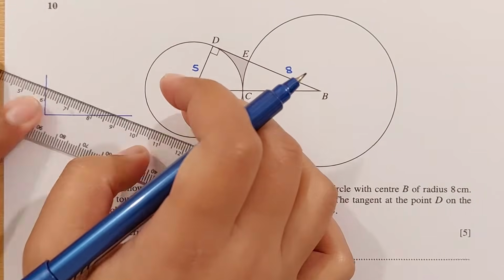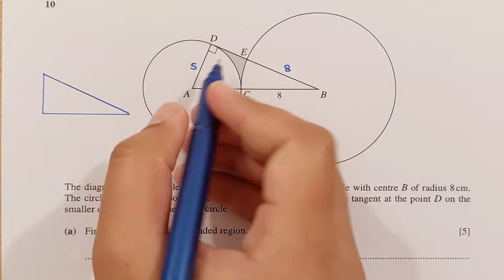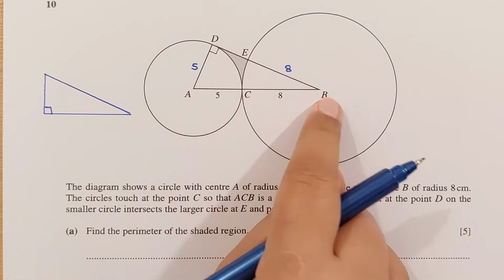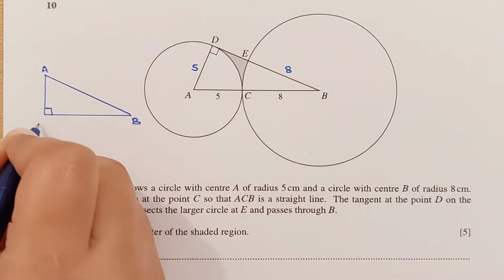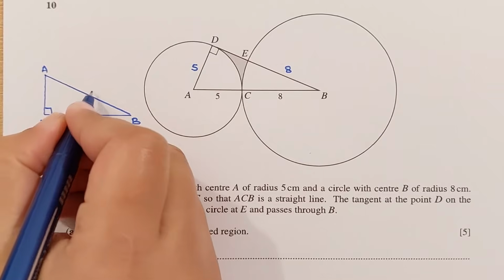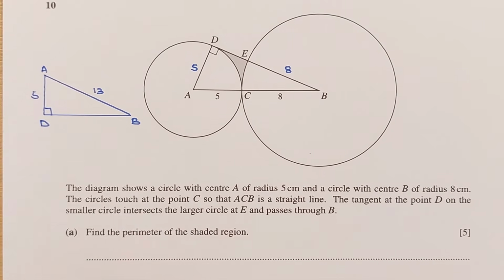If I redraw this right angle triangle again, we know that the side opposite to the right angle is the hypotenuse. So AB is the hypotenuse, and D is the 90-degree angle. This side is 5 plus 8, which is 13, and A to D is 5. We have to find DB by Pythagoras theorem.